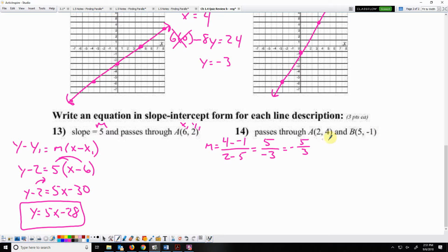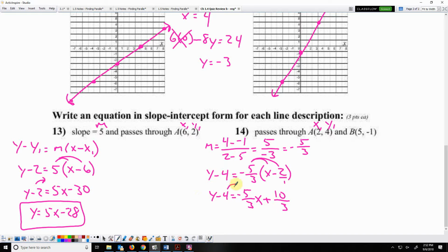We can choose either point A or B as x1, y1. Typically, people like to stay away from the negative, so I'll do that. Y minus 4 equals negative 5/3 times x minus 2. So y minus 4 equals negative 5/3 x plus 10/3. So that's 2 over 1. Negative times negative is positive. 5 times 2, 3 times 1.